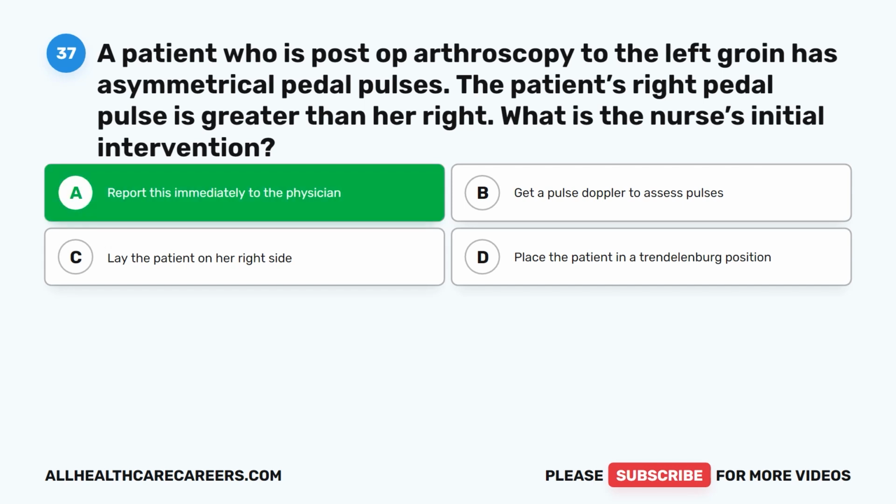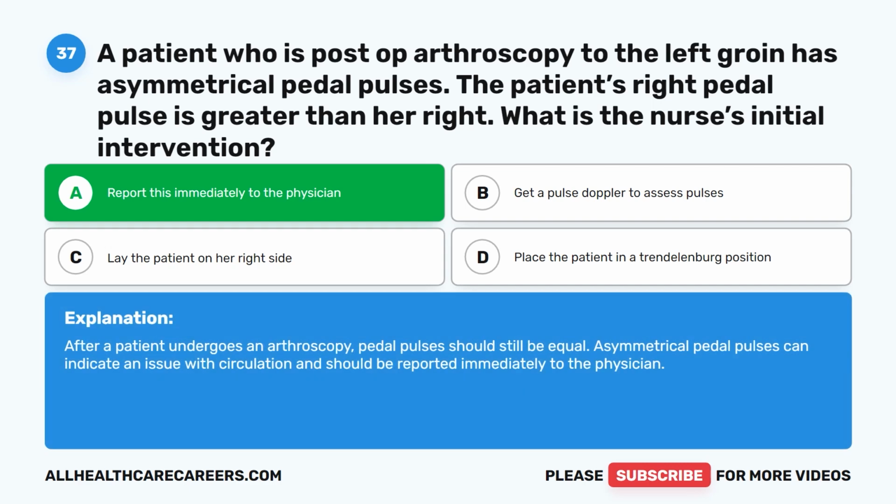The correct answer is A. Report this immediately to the physician. After a patient undergoes an arthroscopy, pedal pulses should still be equal. Asymmetrical pedal pulses can indicate an issue with circulation and should be reported immediately to the physician.